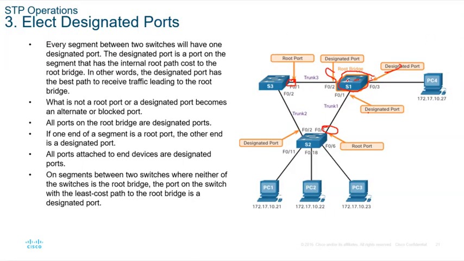So all the ports on the root bridge are designated ports. Then on the opposite side, we have the root ports, and on the redundant link here, that is why we expect either the alternate or the blocked port, and then again the designated port. The alternate port is in a non-forwarding state. It can't forward anything.